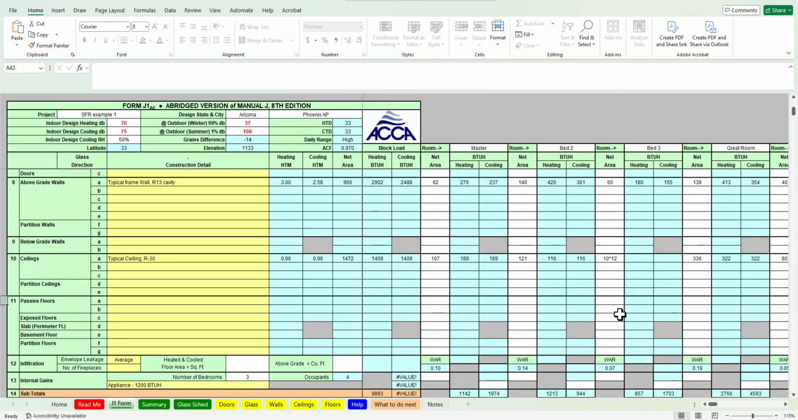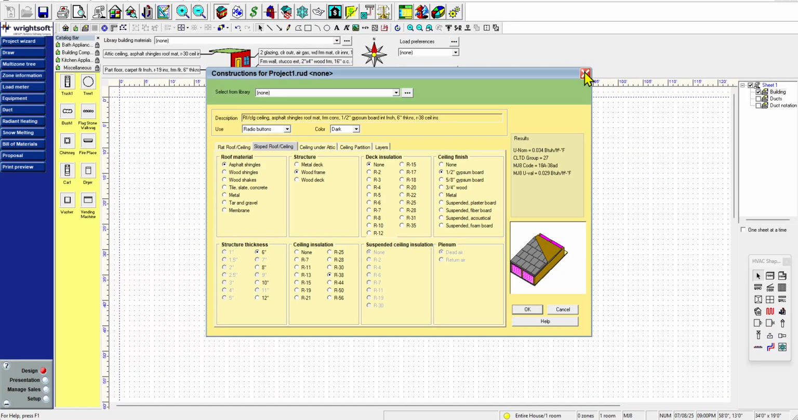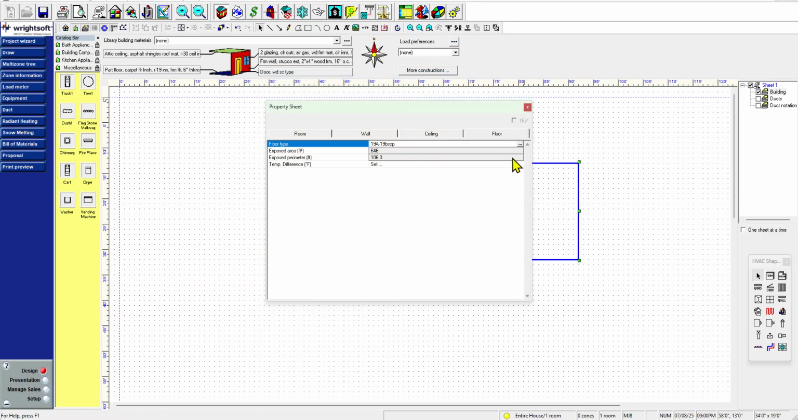Okay, now let's get to the passive floors. Passive floors meaning like it's possible you could have heated floors. Okay, the Manual J8 Speedsheet does not work with that kind of flooring. So let's head over to our trusty tool, the WrightSoft, and let's get to work on flooring.